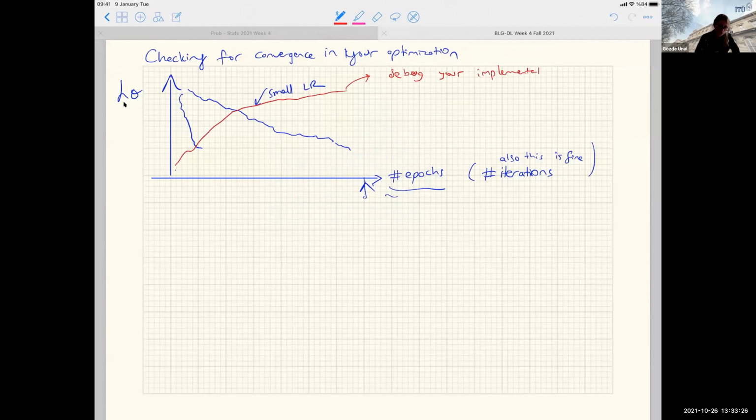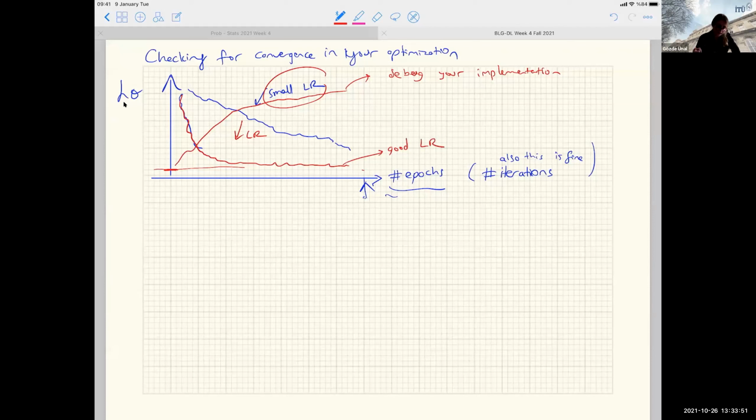Then you solve this and decrease your LR, and hopefully you see some nice learning where your loss has fallen to some desired level, and that's nice. Okay, that is a good learning rate, let's say.